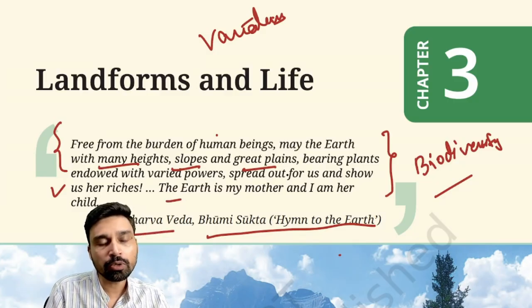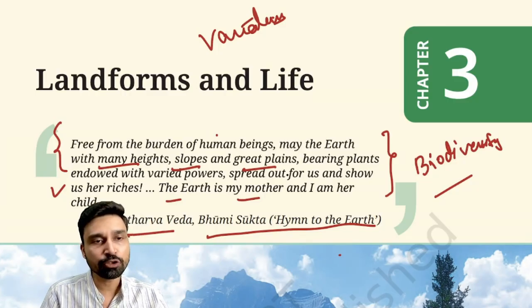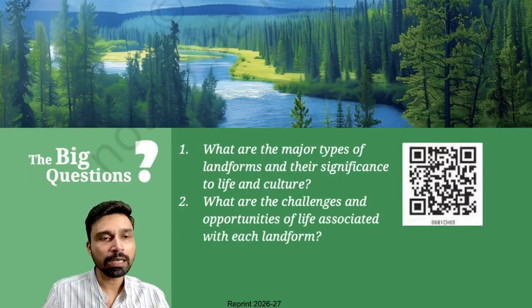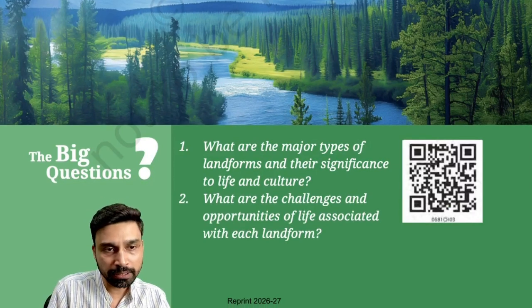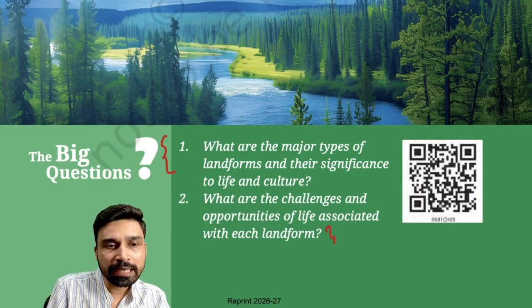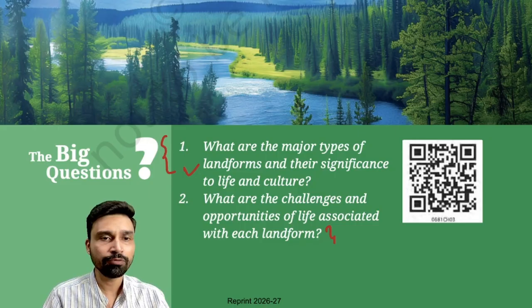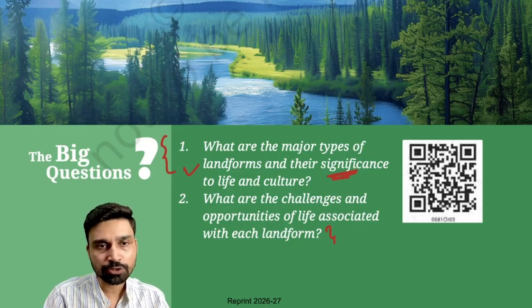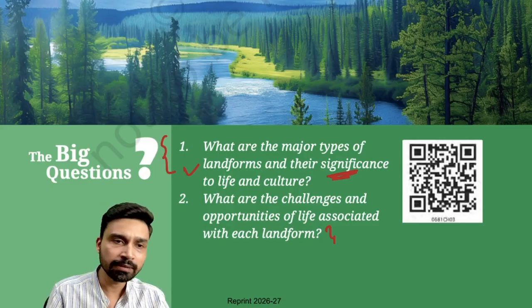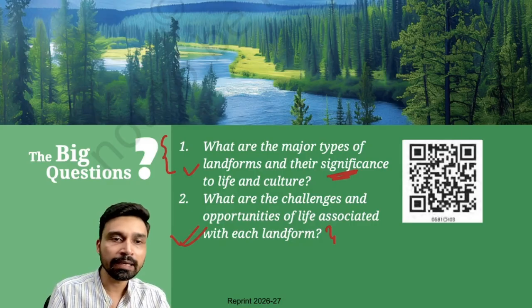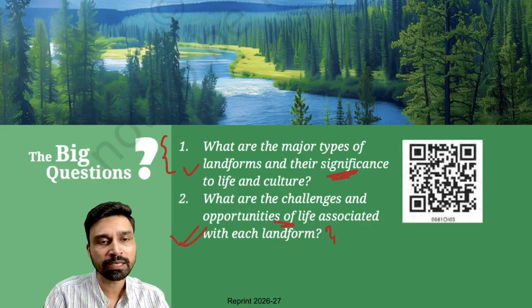And in the last, it says that earth is my mother and I am her child, establishing a relation between humans and earth. Now as we move further into the chapter, there are two big questions this chapter will try to answer. The first question is, what are the major types of landform? We have seen that the earth is full of diverse relief variation, and how each of these landforms is significant to us, and also impacts our culture. At the same time, it will also try to explain the challenges and opportunities associated with human life, more specifically with each landform.